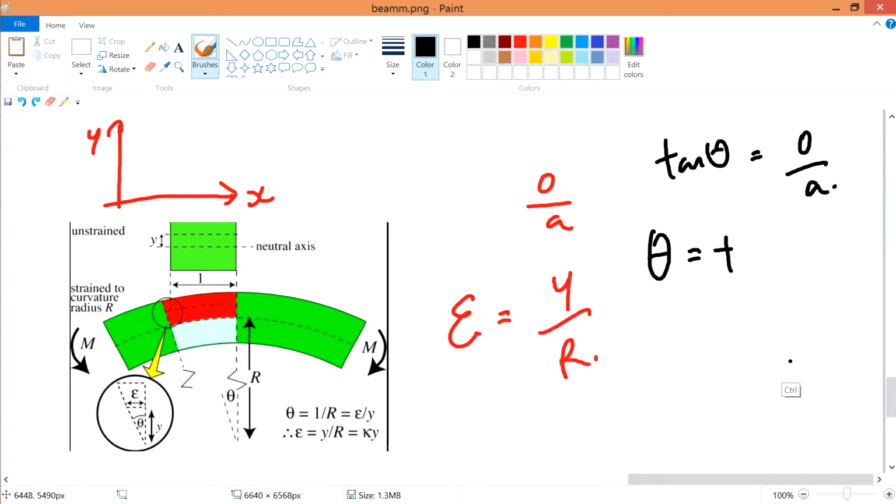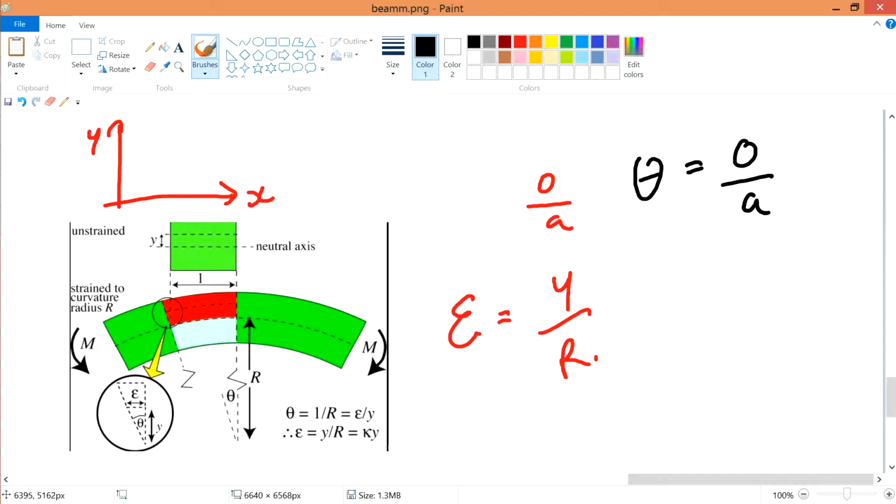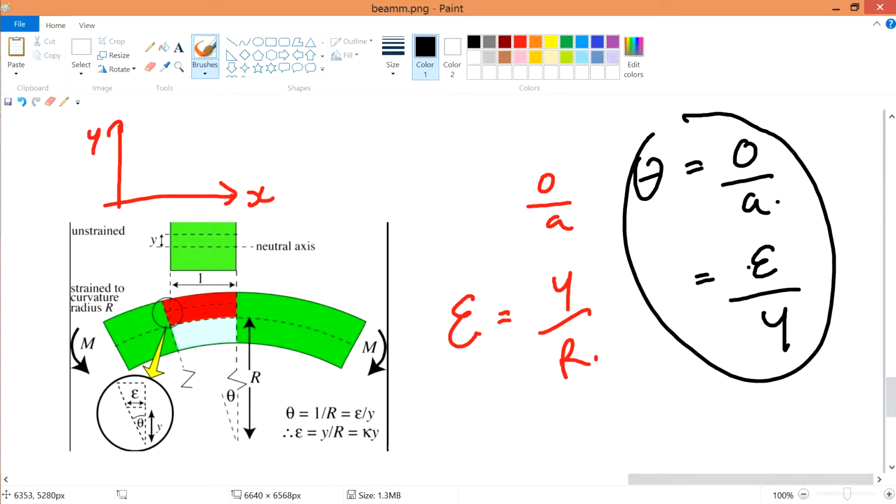So far so good, and therefore I can simply say that theta is equal to O over A, because tangent inverse O over A is simply O over A. We know that the opposite side is the strain, so I have the strain divided by the adjacent, which is your distance to the neutral axis, y. So theta is equal to epsilon divided by y.